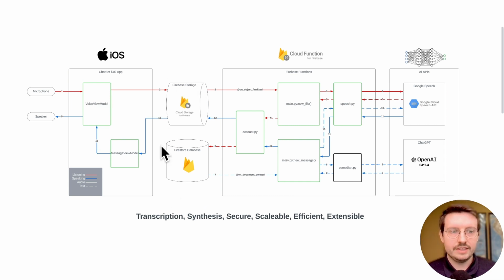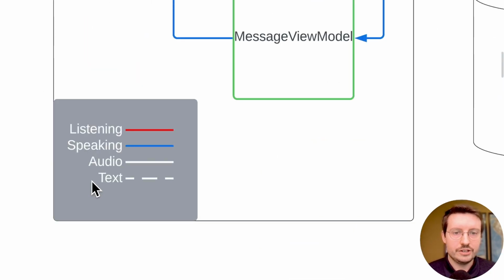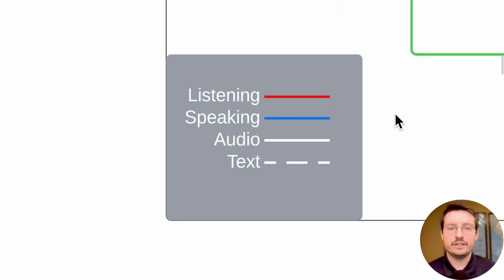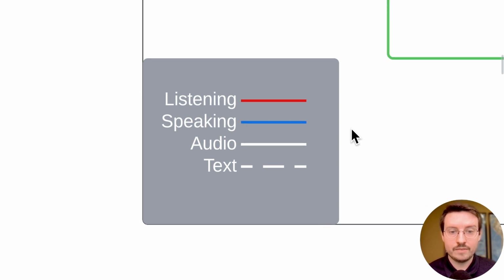In order to navigate this design, we're going to need a legend. Our legend here is going to show that listening is going to be in red. Speaking is going to be in blue. Audio will be solid lines, and text will be dotted lines or dashes.